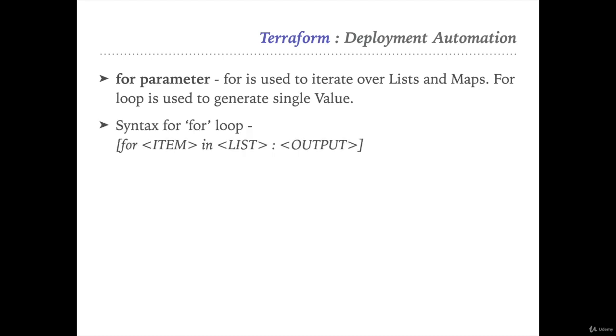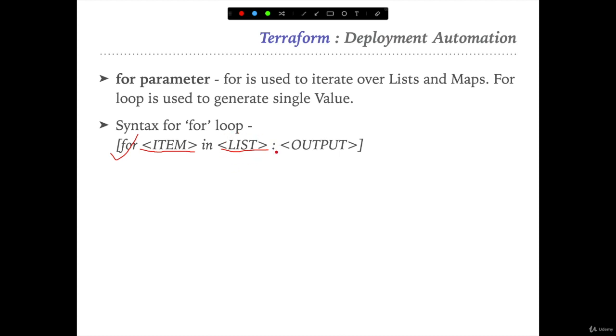The syntax for the for loop will be like this. So first we will define the list. Inside the list we will define the for, right? After the for, we will define the item on which this loop is going to execute. Then we will define the in syntax, and after the in, we will define the list, right? So this for loop will execute for the items which are present in this list.